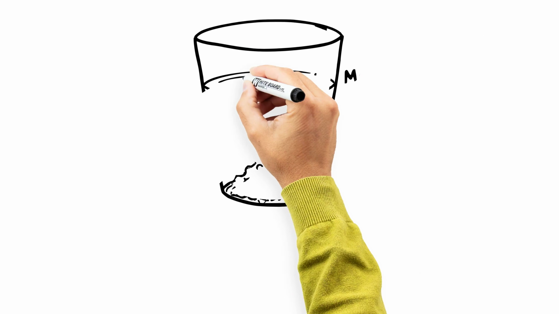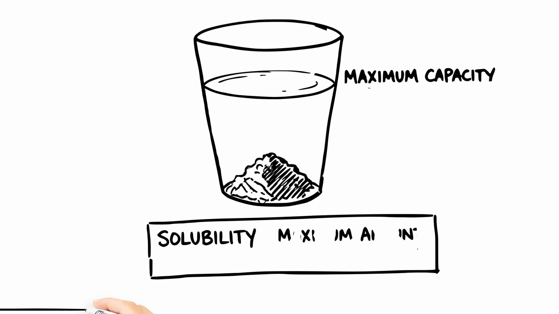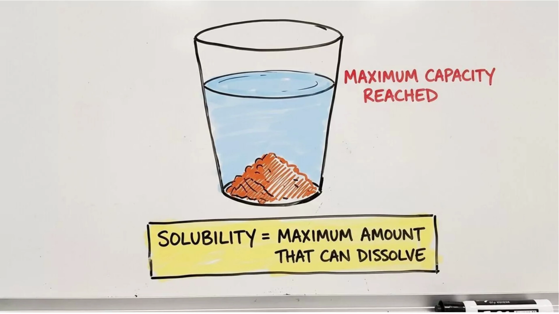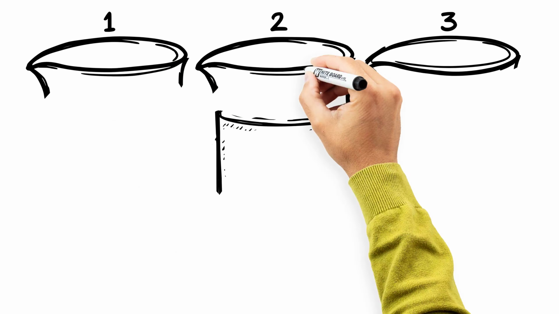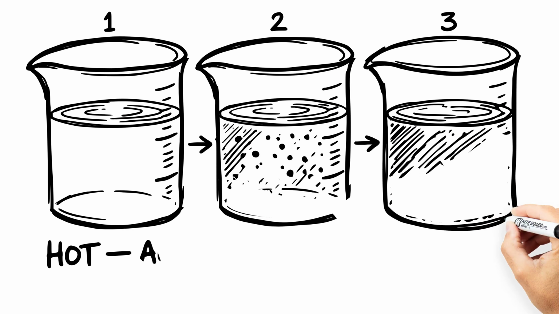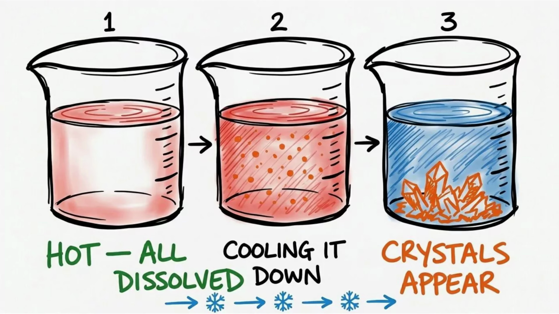In a saturated solution, any extra solute you add just sits at the bottom. The solvent cannot hold any more. Maximum capacity. This maximum amount is called the solubility of that substance. Here's a wild twist. Temperature affects solubility too. Hot water can dissolve more solute than cold water. Heat a saturated solution, add more solute, it dissolves again.